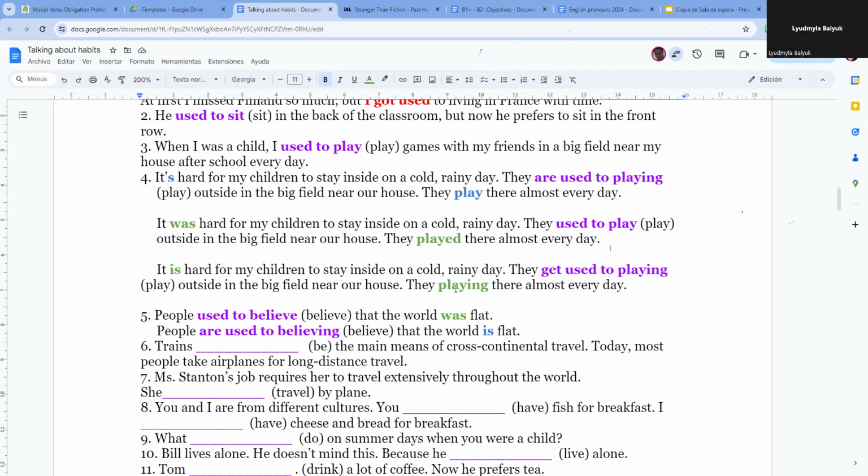No, it's not correct. Why not? Because we have here the present, not continuous tenses. They play there. So without the ing form, they play there almost every day. Now we have the present in both of them. And here also we have the present. Does it make sense? It's hard for my children to stay inside on a cold rainy day. They get used to playing.